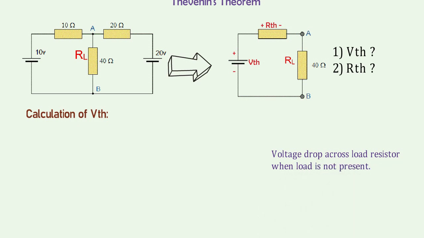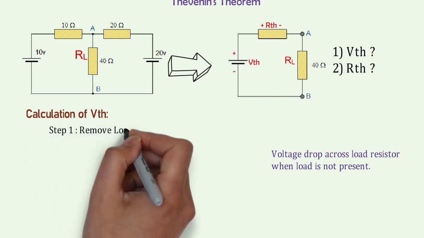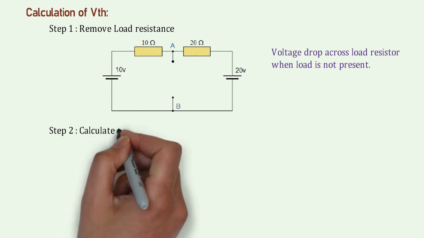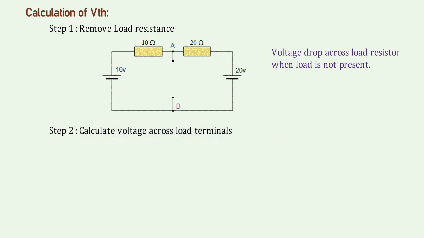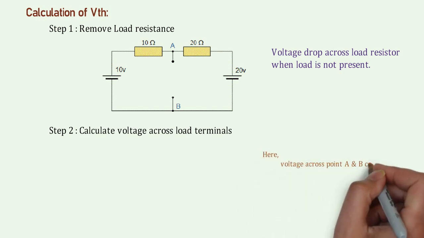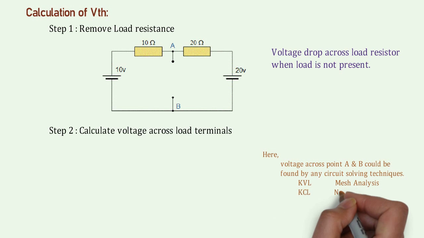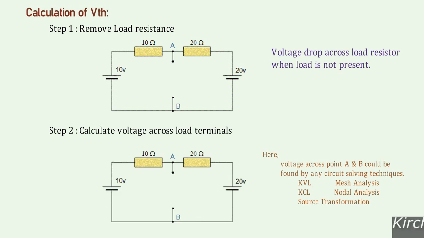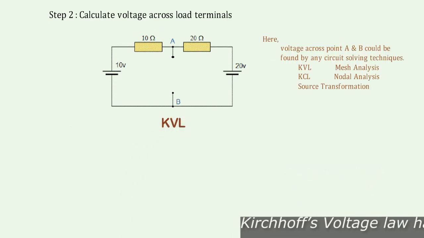Some steps should be followed in order to find Thevenin's voltage. Step 1 is to remove the load resistor and redraw the circuit diagram. In step 2, we calculate the terminal voltage across the load, which will be known as Thevenin's voltage. Friends, terminal voltage could be found using any technique such as KVL, KCL, nodal analysis, source transformation, and many more. It could be selected as per your proficiency. But here we are going with KVL.